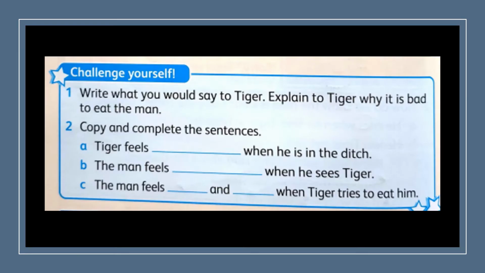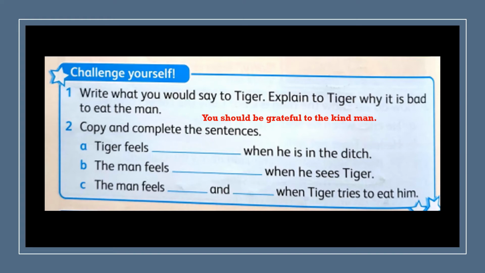Challenge yourself. 1. Write what you would say to tiger. Explain to tiger why it is bad to eat the man. Think for a while. You should be grateful to the kind man. Grateful. Do you remember the meaning of grateful? Grateful means thankful, showing thanks to the one who helps you.